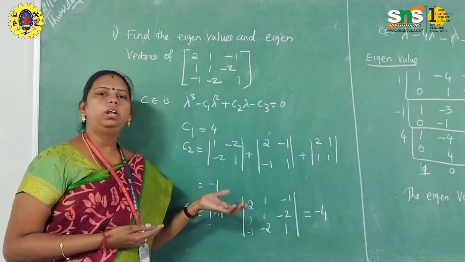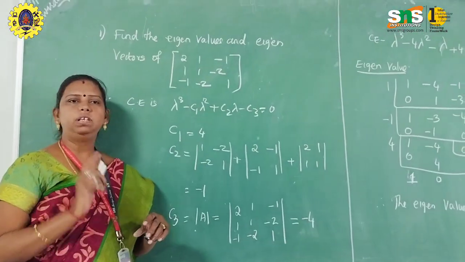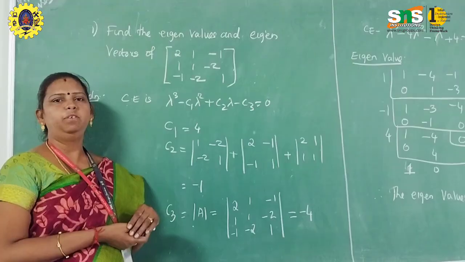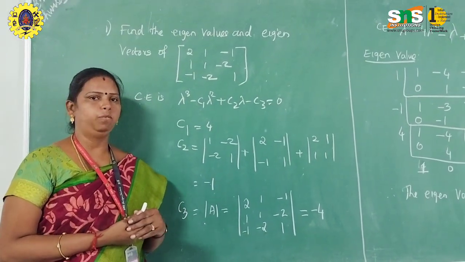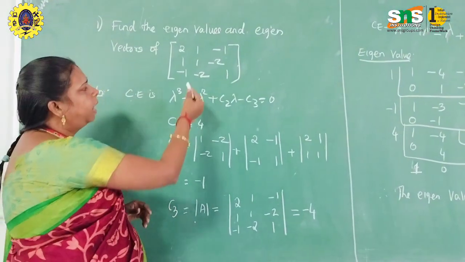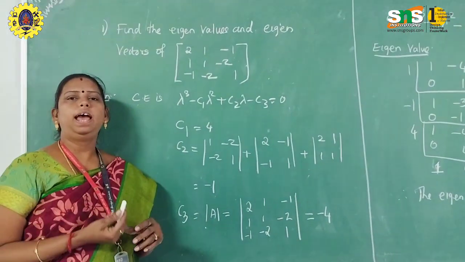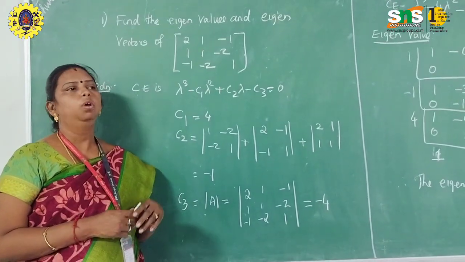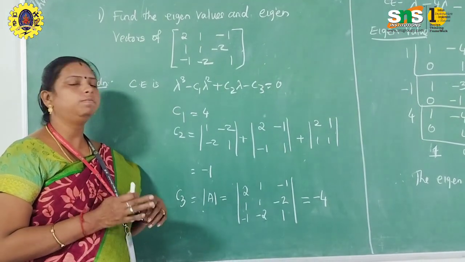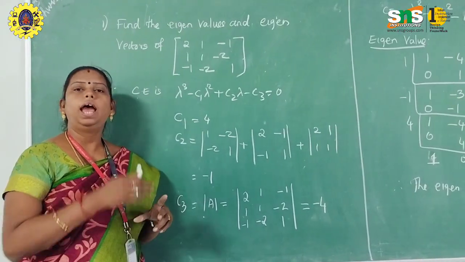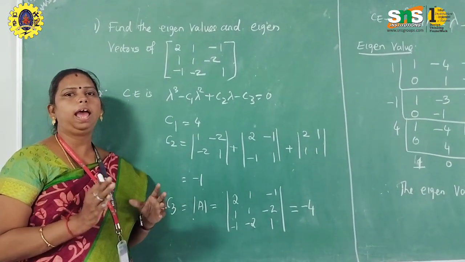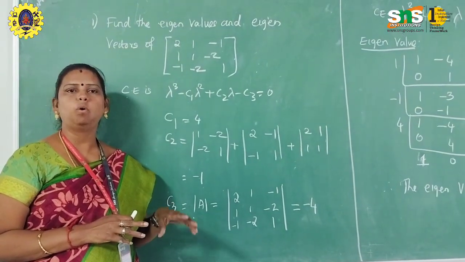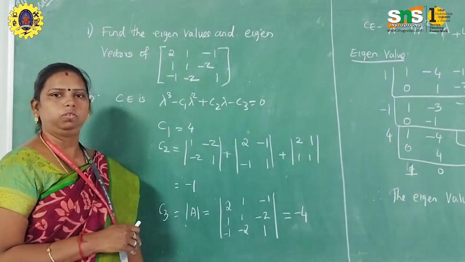So what are the steps involved in finding eigenvalues and eigenvectors? The first step, we have to find the characteristic equation. Then second step, we will find the eigenvalues, and third step, the eigenvectors. If the given matrix is of order 3 cross 3, we will have 3 eigenvalues. The number of eigenvalues is based on the order of the matrix. And corresponding to each eigenvalue, we will have one eigenvector. So we will be having 3 eigenvalues and 3 eigenvectors for this matrix.